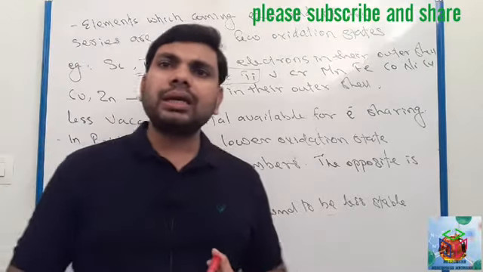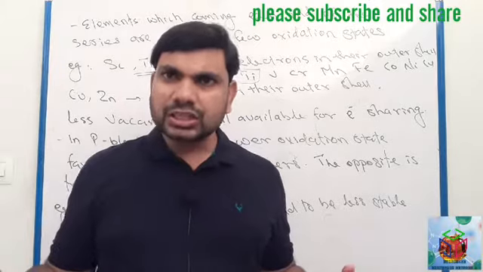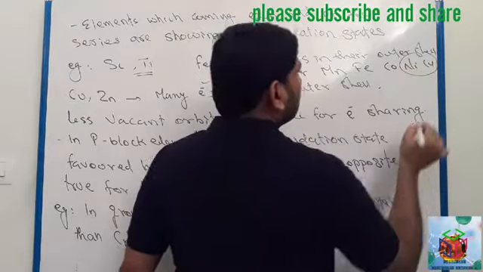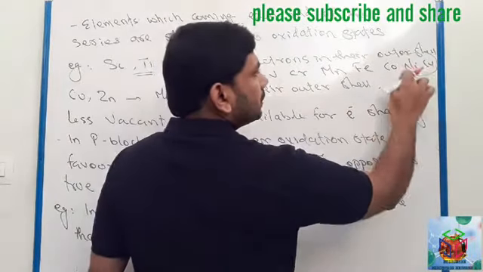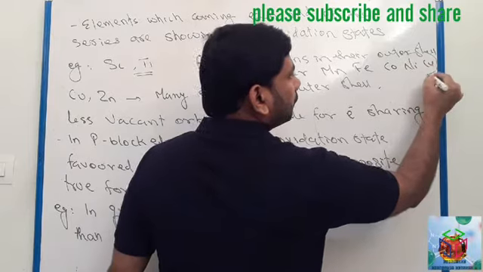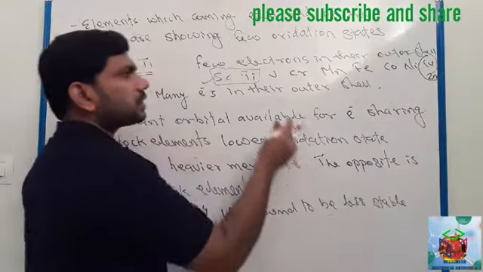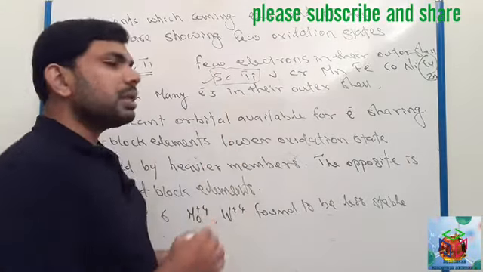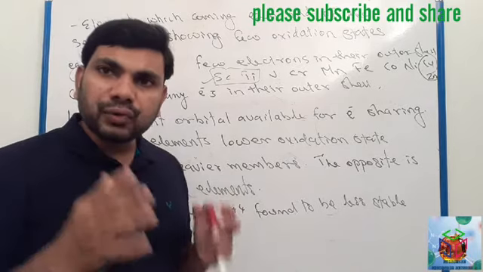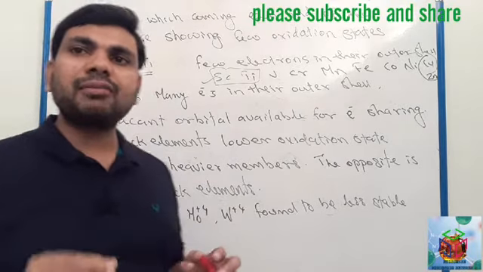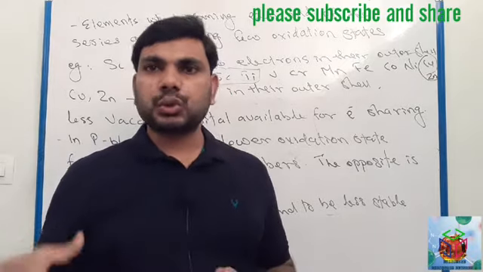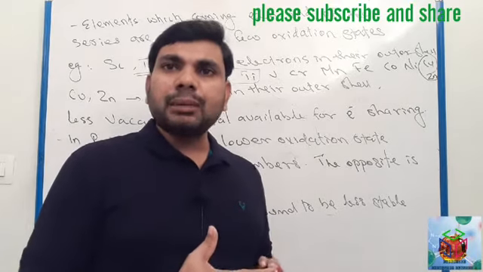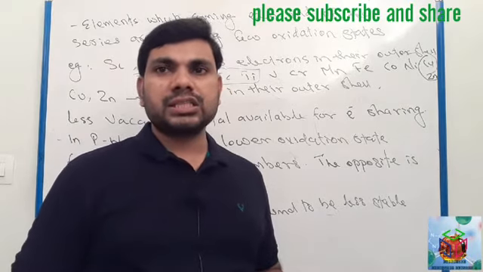Now we are talking about the elements which come at each end, I mean here and here. So the elements here, copper, and after copper, zinc. The elements at each end show few oxidation states. Here one example, scandium and titanium have few oxidation states because they have fewer electrons in their outer shell, so fewer electrons to lose. That's why these elements show fewer oxidation states.